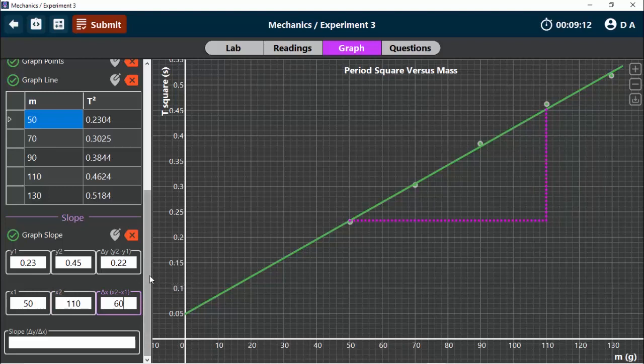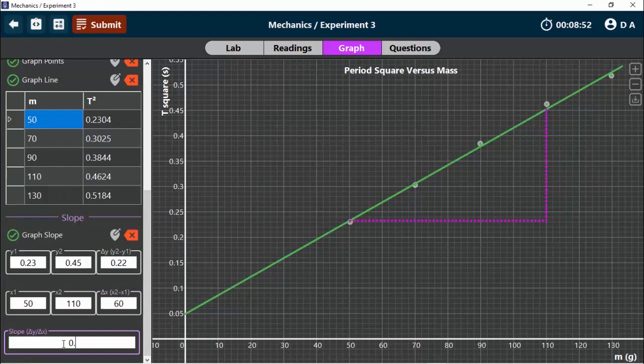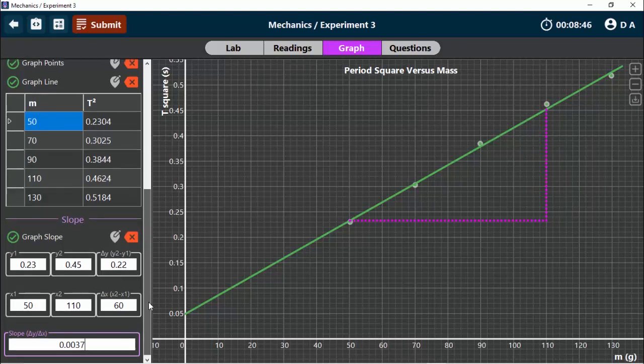So what is slope? Slope is change in y divided by change in x. So which is 0.22 divided by 60. So that will give us 0.0037. Okay, that's the slope. So we've got our slope and we've completed the graph.